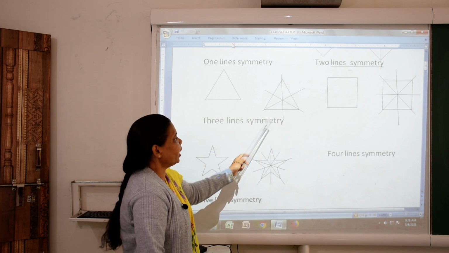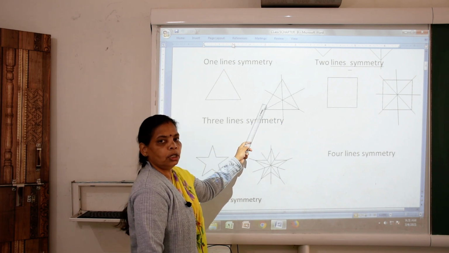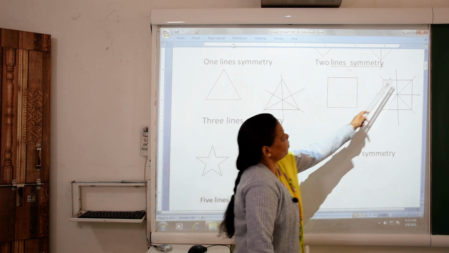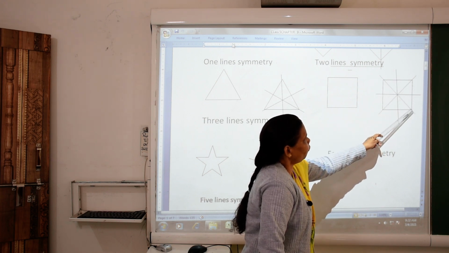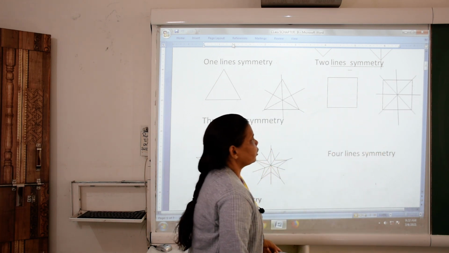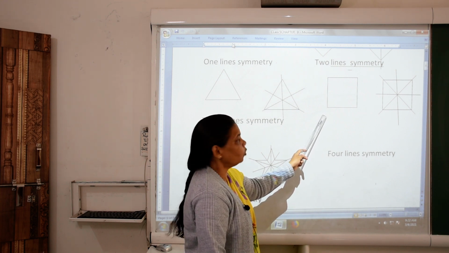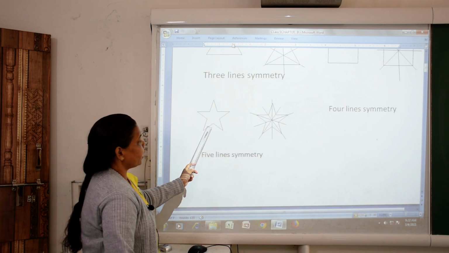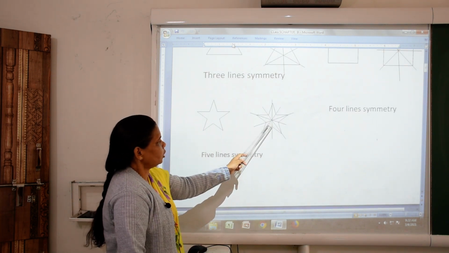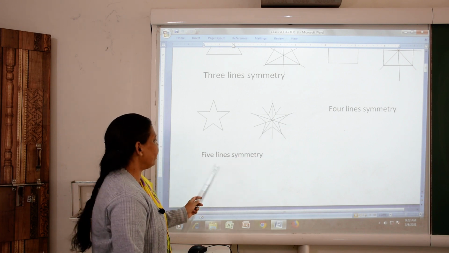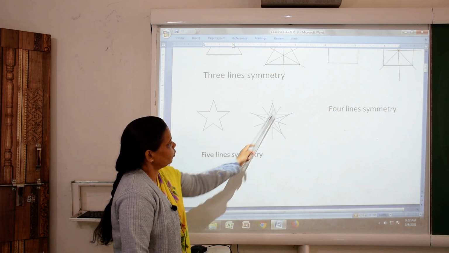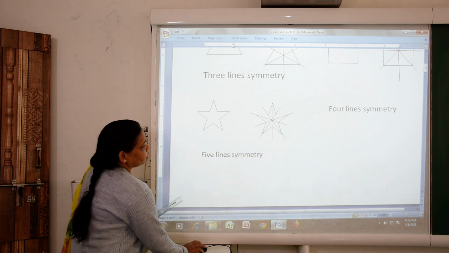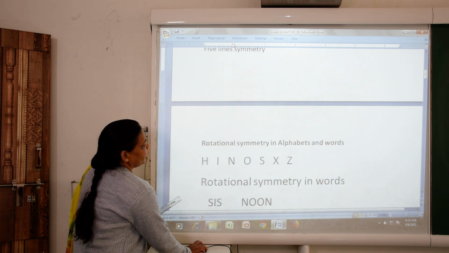and 3. These three lines of symmetry divide this figure into equal parts, and here this is a square, four lines of symmetry, 1, 2, 3 and 4. So these four lines of symmetry divide this square into equal parts, and here this star, this divides the star into five equal parts, five lines of symmetry, 1, 2, 3, 4 and 5. This one is the reflection symmetry.